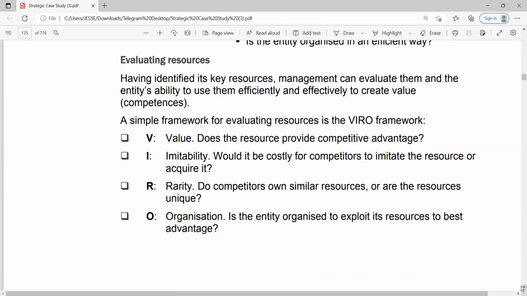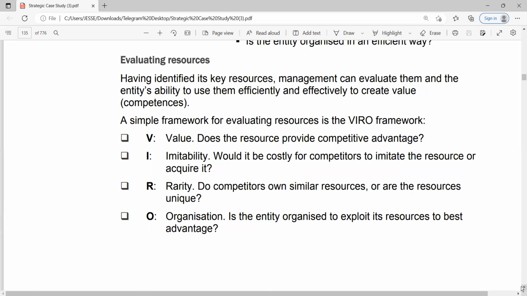I'm sure you've heard of the VRIO framework, but we'll be talking about it today. So once you've identified your key resources, you can now evaluate them and the entity's ability to use them efficiently and effectively to create value. So a framework has been developed for evaluating resources, and it's called the VRIO framework.